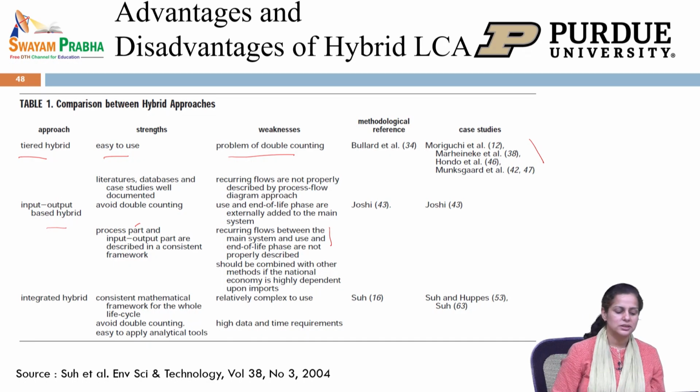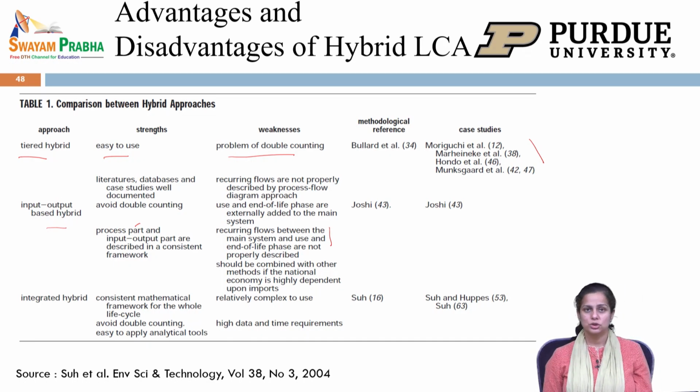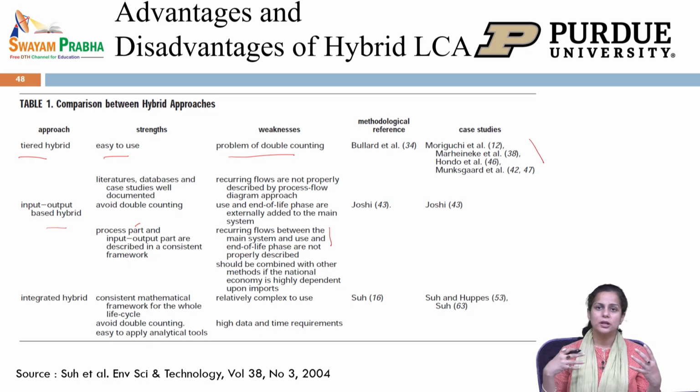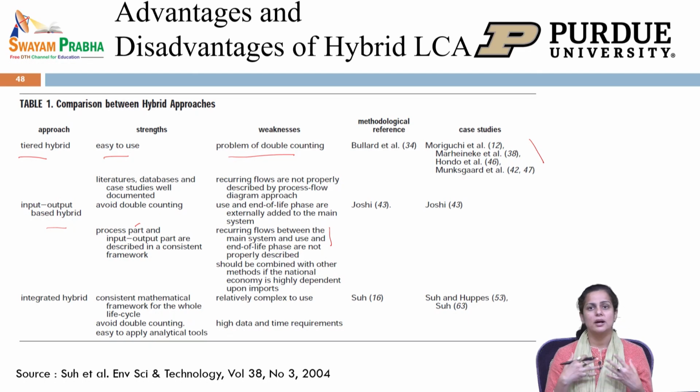And the last one is the integrated hybrid. This is the most sophisticated one that is out there, and it provides a more consistent mathematical framework for the whole life cycle, and it avoids double counting because you are really taking the process completely out and you have your input output model. It's easy to apply as an analytical method, but it is also very complex to actually make, because you have more and more data requirements and time required to build an integrated hybrid model.